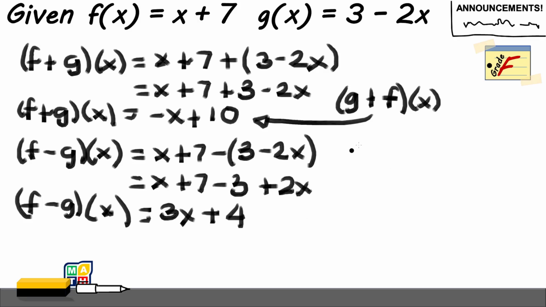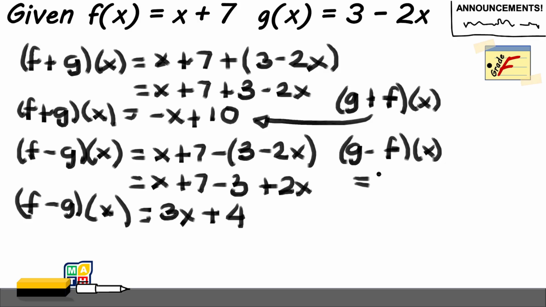As mentioned earlier, if you have g minus f of x, it doesn't necessarily give us the same result, for the reason that there's no commutativity for subtraction. Just like 1 minus 2, that's negative 1. 2 minus 1, that's 1. We have different results. The same is true here.